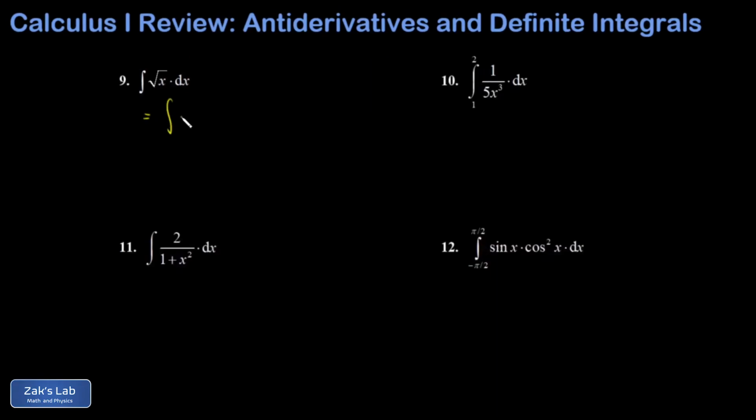Number 9 is the standard trick of re-expressing as a power function, using the power rule, and then just cleaning things up a little bit. So dividing by 3/2 is the same as multiplying by 2/3. And that one's done. And in number 10, I do the same thing.